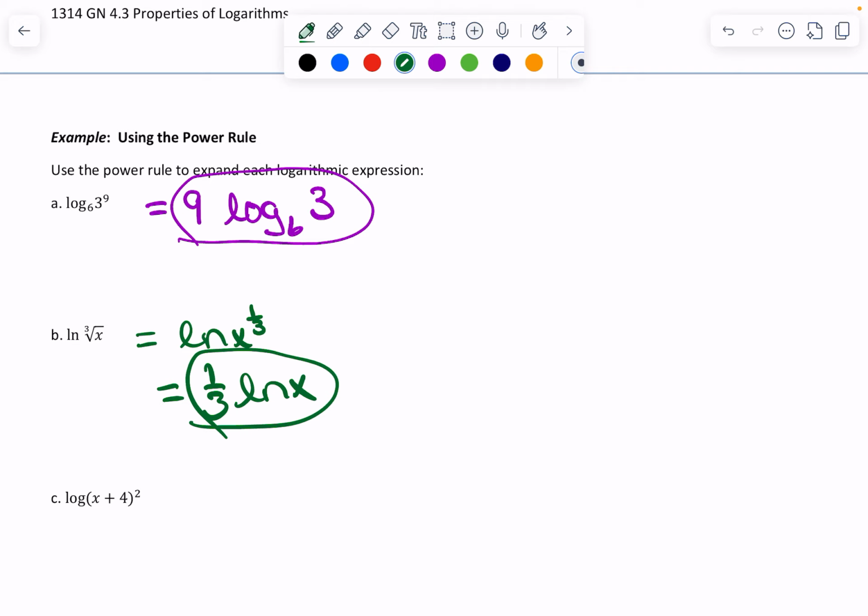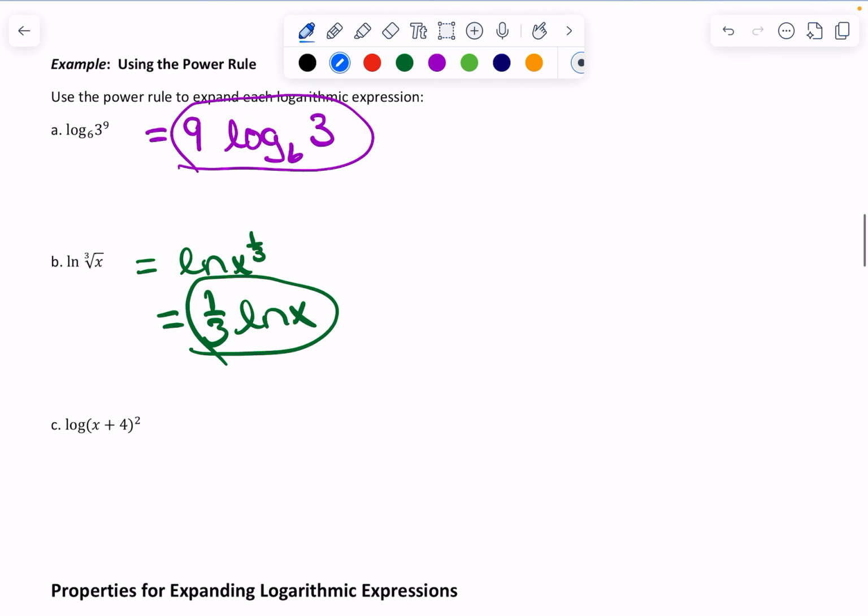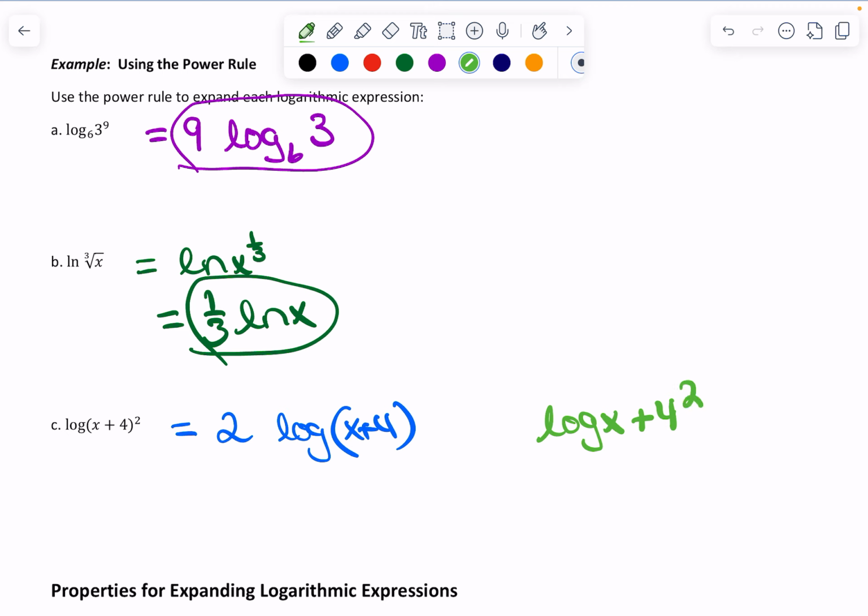This next one here is a common log of (x plus 4) squared. So we would just bring the 2 to the front and rewrite it as 2 times the common log of x plus 4. And again, notice the difference between this and a common log of x plus 4 squared without parentheses. That would mean that only the 4 is squared and is separate from the log, so this would be common log of x plus 16.